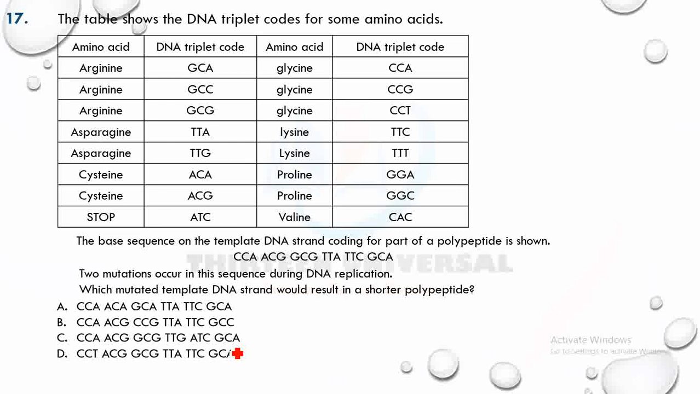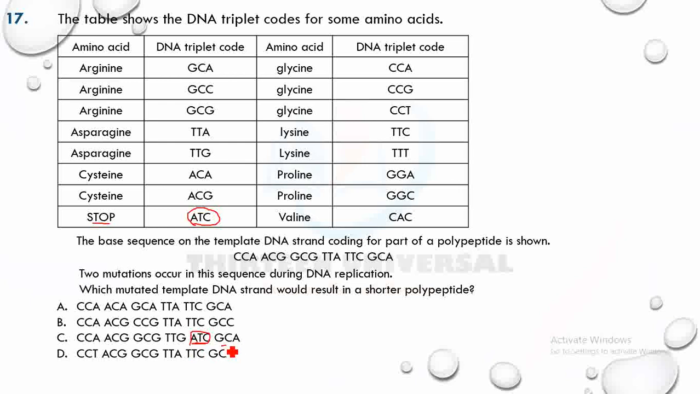Now, shorter polypeptide means that a stop codon appeared earlier. So this is the stop codon. Anytime a stop codon appears, translation is terminated. So this is ATC. Okay, good. And if you check here, is there ATC here? No. ATC here? No. This is ATC, right? Yeah, that's it. So this appears as the stop codon. So anytime it appears, it will be shorter.